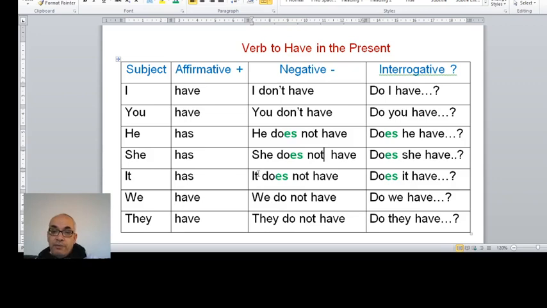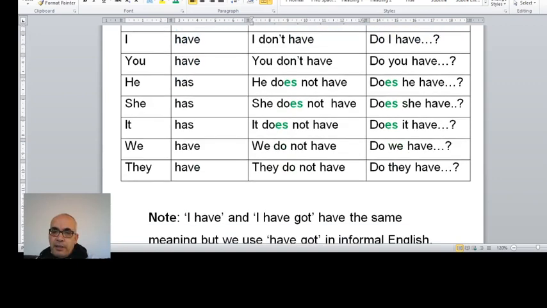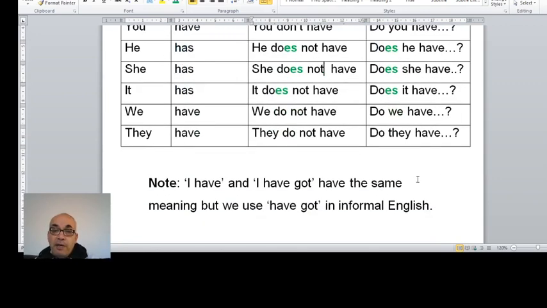Does she have? It has, it doesn't have, does it have? We have, we don't have, do we have? They have, they don't have, do they have? Now some of you may be now thinking about I have got, etc. And here it is. I have and I have got have the same meaning, but we use have got in informal English.